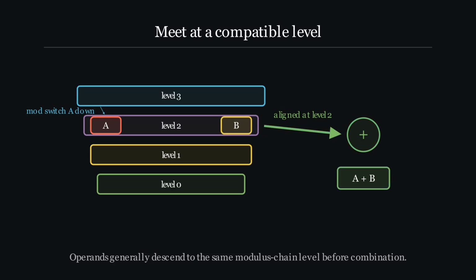The direction matters. Ordinary evaluation can move a ciphertext down the chain, but it cannot recreate a prime that has already been removed. Circuit planning must therefore decide where operands meet before either path descends too far.